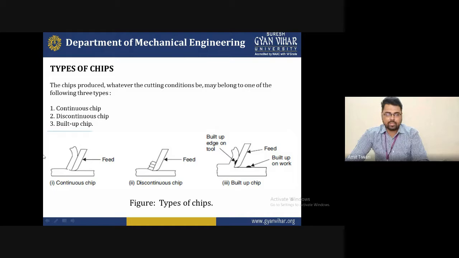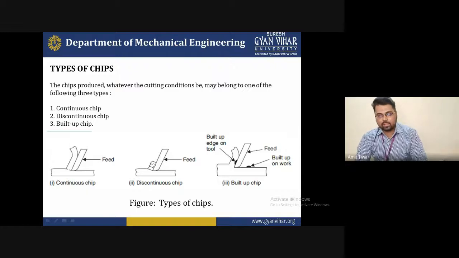So that's why we can say that this is a continuous chip. In the second diagram, we can see the formation of a chip, but there are some breaks here. So there is a difference between the continuous chip and the broken, discrete chip. The discrete chip depends on the material of the workpiece.